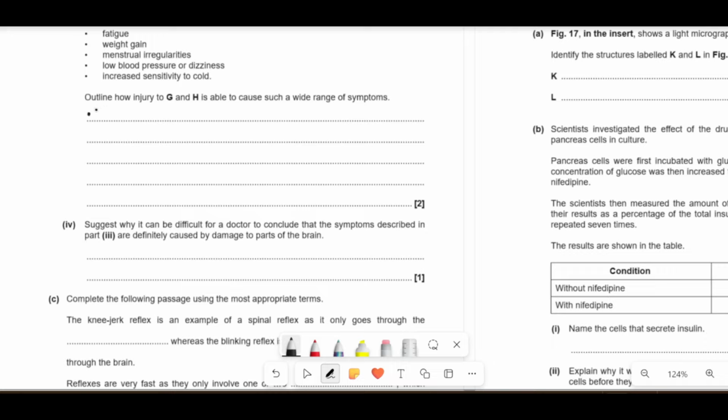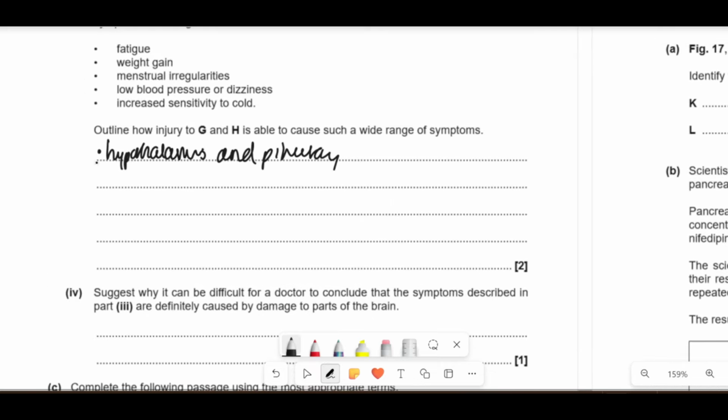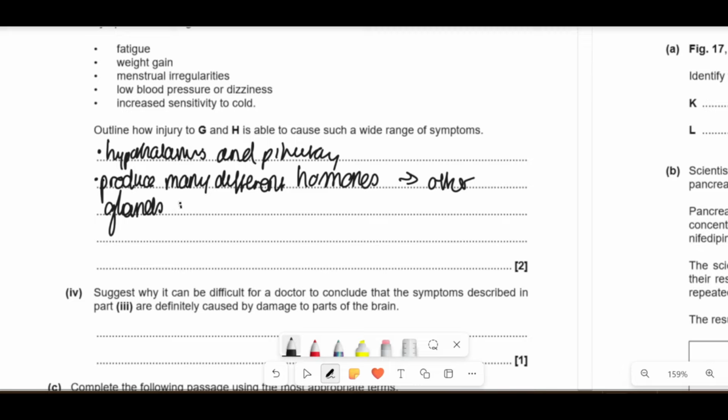So, first of all, this is the hypothalamus and pituitary that are damaged. And you need to think about what's going on. These two produce many different hormones, which then means that other glands, like your adrenals and stuff, are affected and non-functional, and that causes symptoms. So, for example, one of the hormones you could think about is follicle stimulating hormone and luteinizing hormone as well. So that can lead to irregularities in that stuff as well.